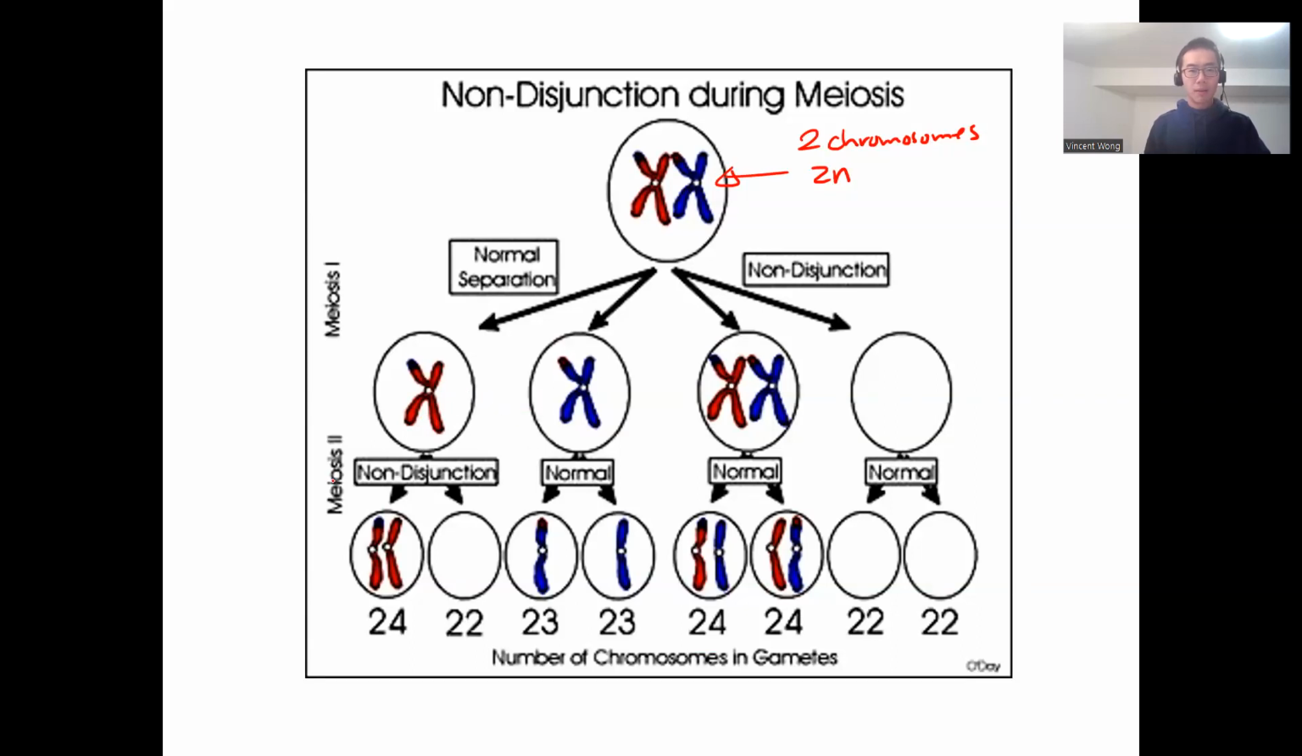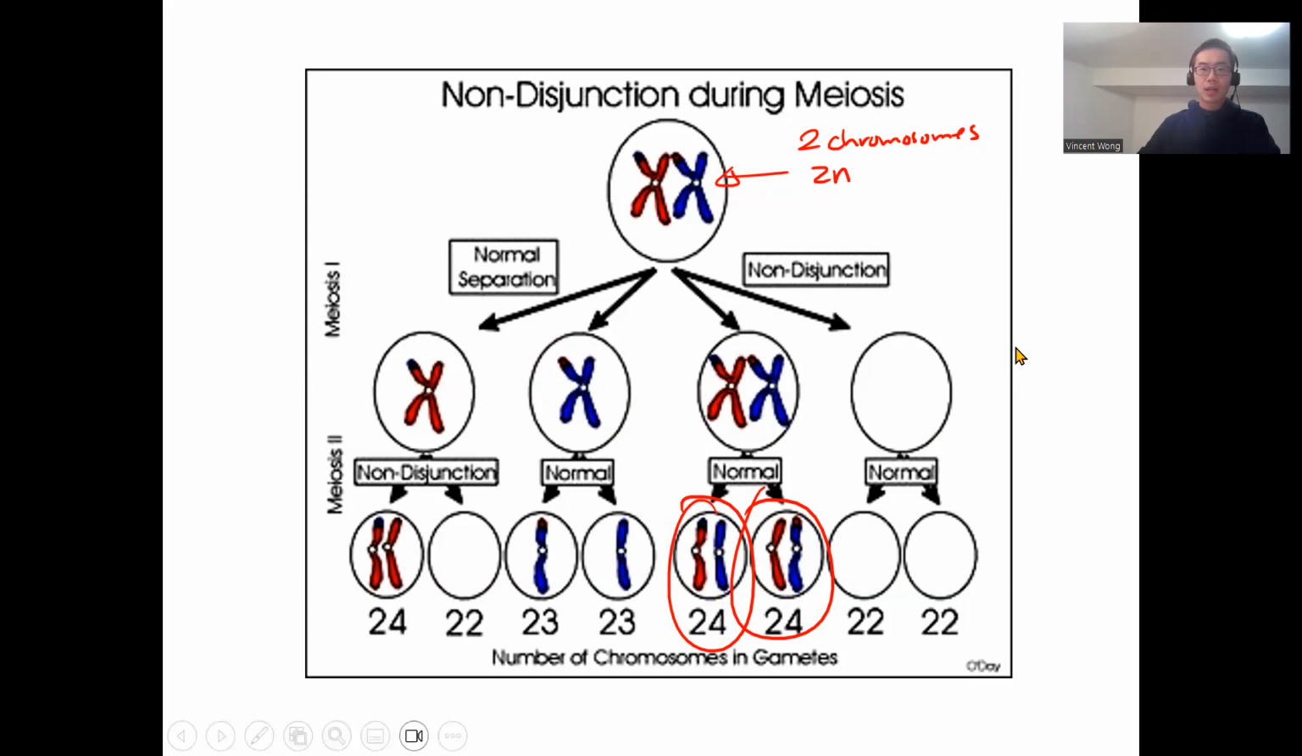And then what happens is, if non-disjunction happens in one of the cells in meiosis 2, then you end up having one cell with an extra chromosome and the other is missing. Okay, and then these two are just fine. So non-disjunction is worse when it happens in meiosis 1, because all the gametes are going to be problematic. If it only happens in meiosis 2, right, at least you will get 2 of them that are normal. Okay. So what happens if these gametes go on and fertilize and get fertilized by a sperm?